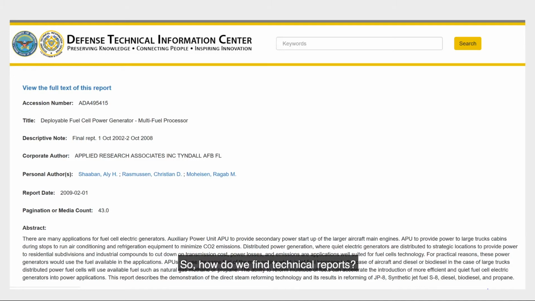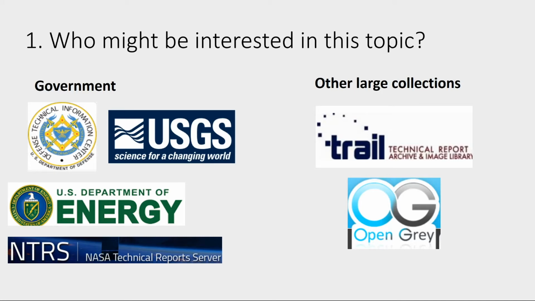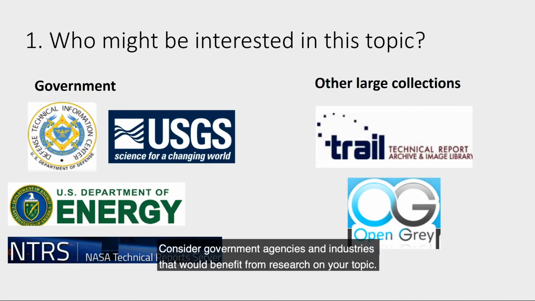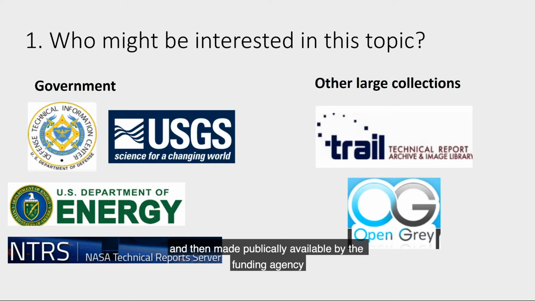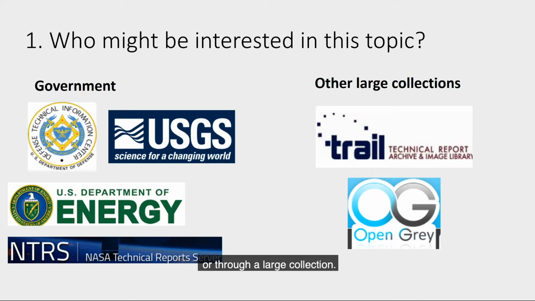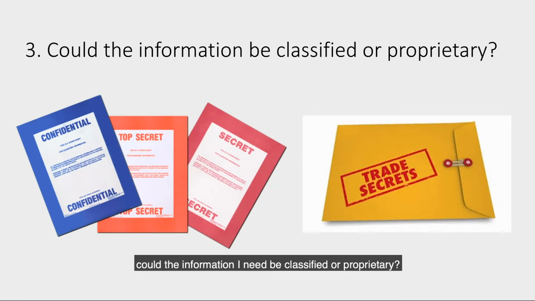So how do we find technical reports? You need to start by asking yourself a few questions. First, who might be interested in this information? Consider government agencies and industries that would benefit from research on your topic. The research is often conducted on a contract or grant and then made publicly available by the funding agency or through a large collection. Second, could the information I need be classified or proprietary?